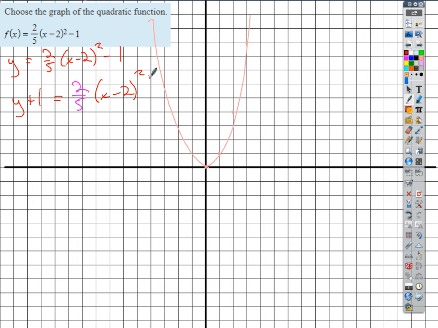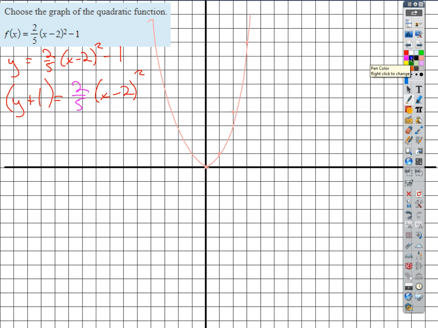Okay, so if we do that, this x minus 2, that's the part that tells us to slide to the right by 2, correct? Okay. Well, if I put that in parentheses, that's the same thing as saying y minus -1, right? So if we wanted to, we could set up our transformation equation.